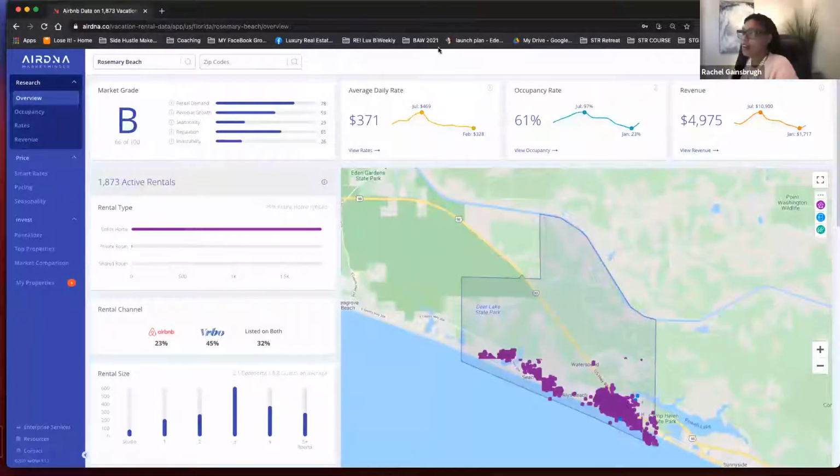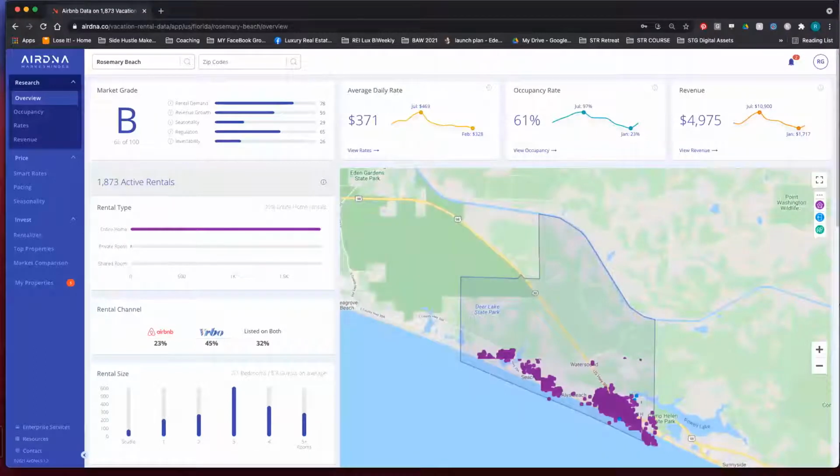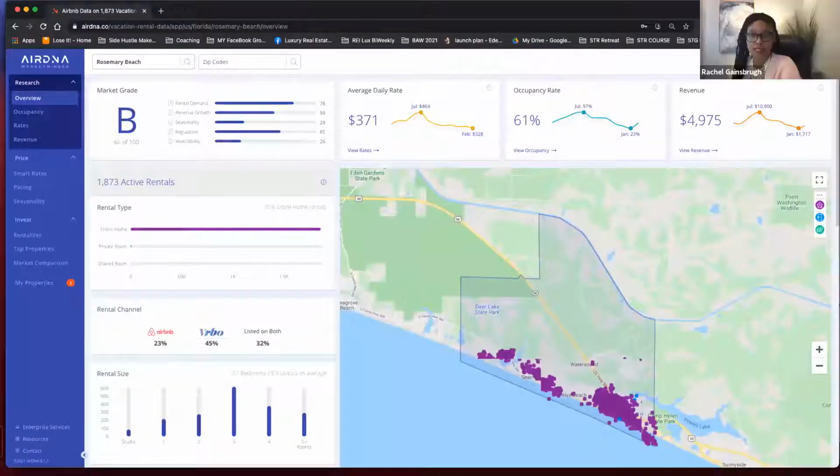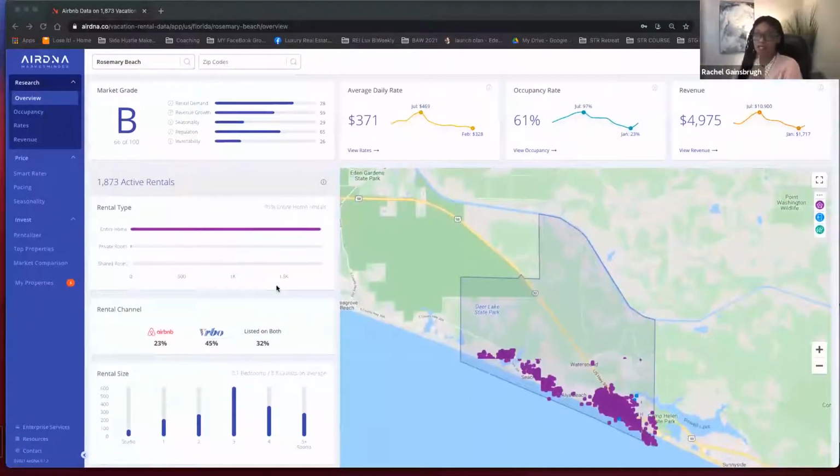Okay. Are you guys seeing the AirDNA? Yes. Okay, awesome. I do have a spreadsheet on my second screen that I'll be sharing with you guys as well. All right, so let's get started.